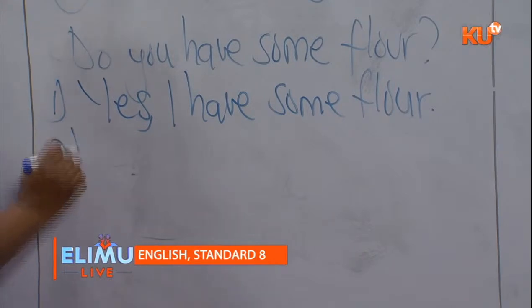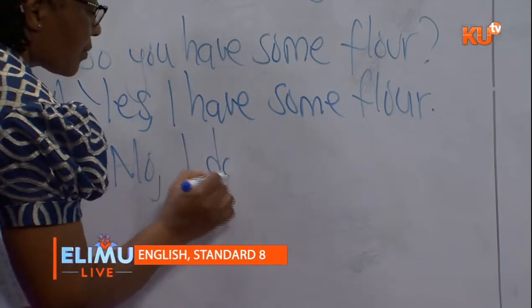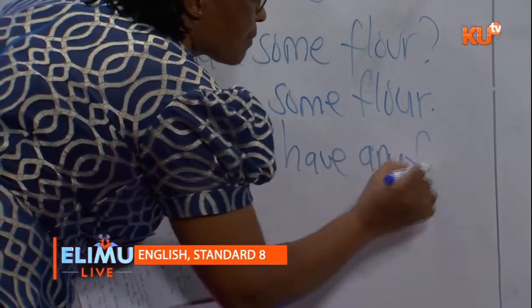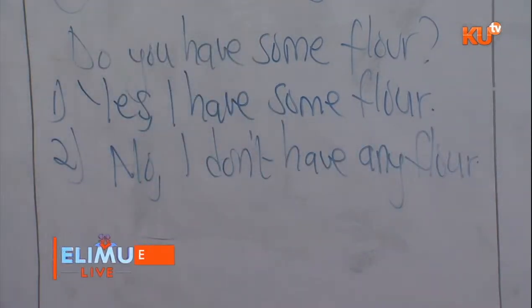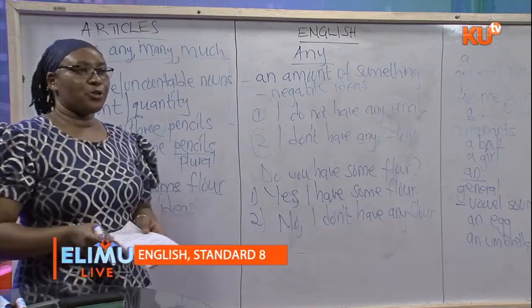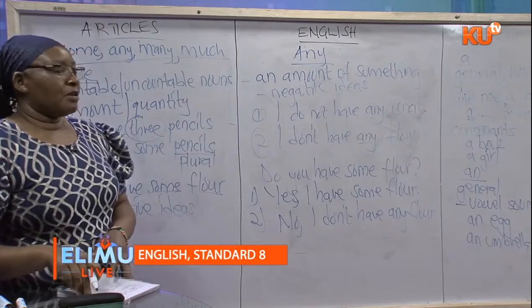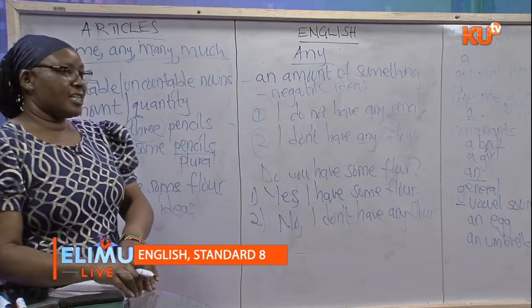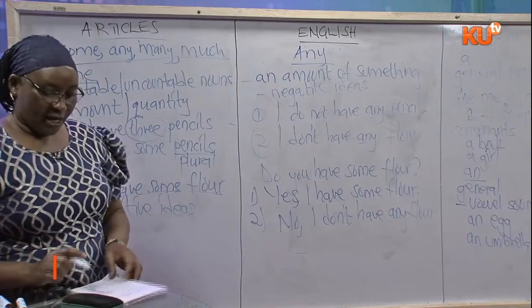And then if you answer in the negative, that is, if you don't have flour, you'll say no, I don't have any flour. So to differentiate between the two words, the determiner some and determiner any, bear in mind that determiner some is used in positive ideas, while determiner any is used with negative ideas.